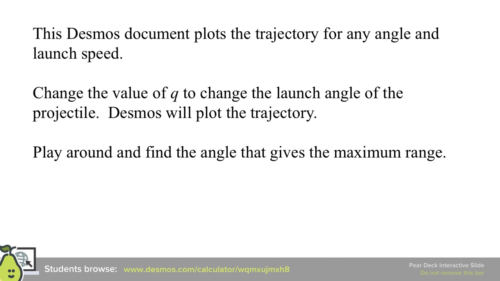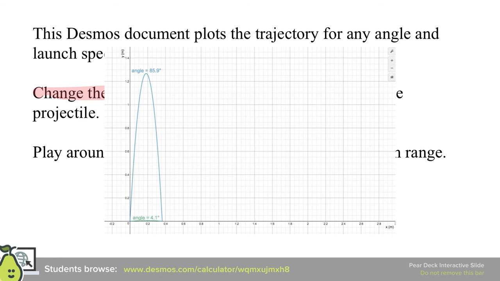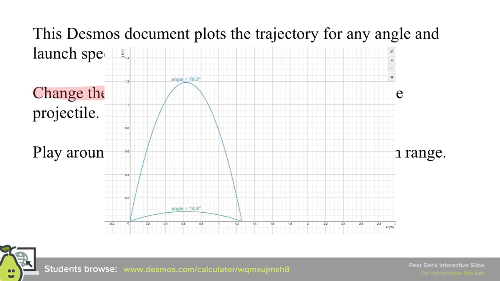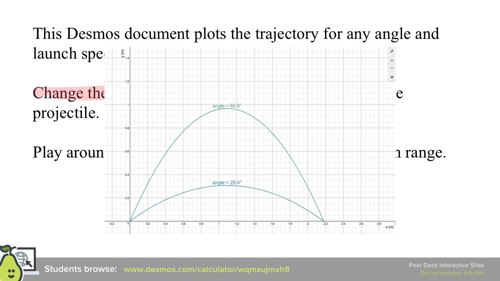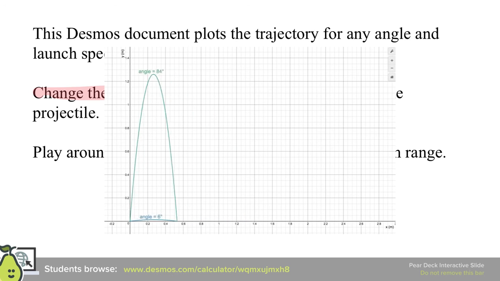This Desmos document plots the trajectory for any angle and speed. I'm going to run a video for you, so where it says change the value, we're really going to just let it change and see what happens. And I'll plot complementary angles because that's the way it's rigged to do it in this demo. So here we see all the things where we have angles that add to 90, and that will tell us something interesting in a bit. Let's walk through it a couple of times.